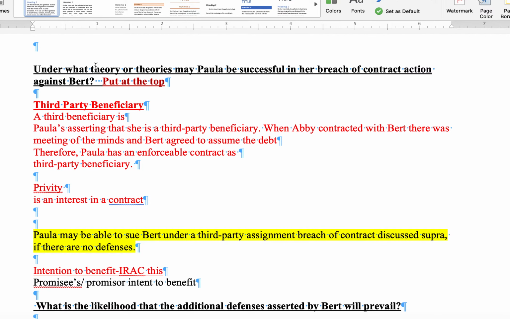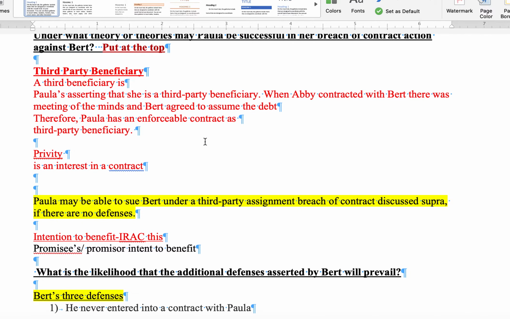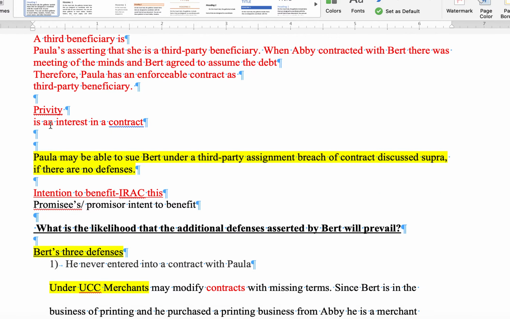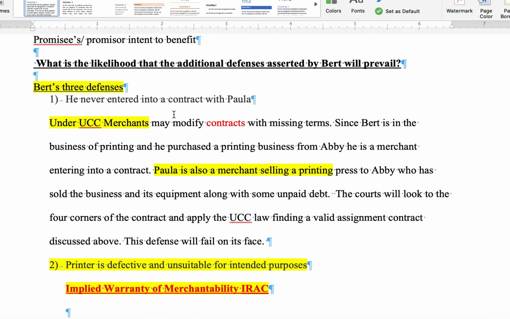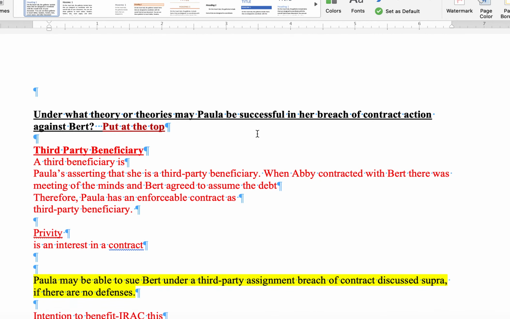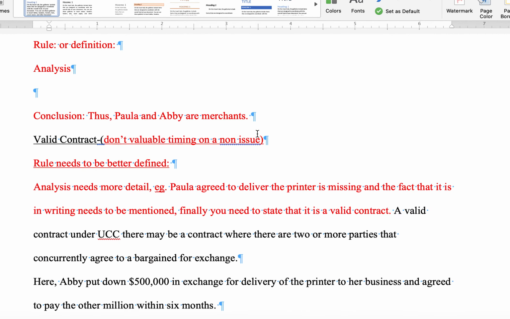I would answer third-party beneficiary, what they are. Paula's asserting this. Privity. And this person, she broke it apart with his defenses. It says in here, what is the likelihood that the additional defenses asserted by Bert will prevail? Now, let's go look at the fact pattern real quick to see what the question is again.